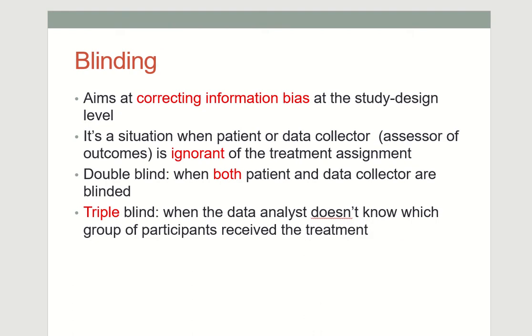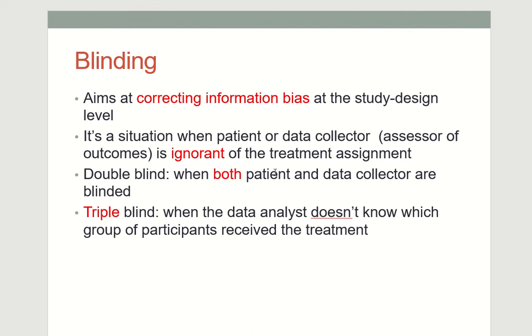The third type that is also done at the design level is blinding, and you're very familiar with that. So blinding is when you don't allow the patients to know what they're taking, so that there is no information bias. There is double blinding and there is triple blinding. In a situation when the patient or data collector is ignorant of the treatment assigned, this is blinding.